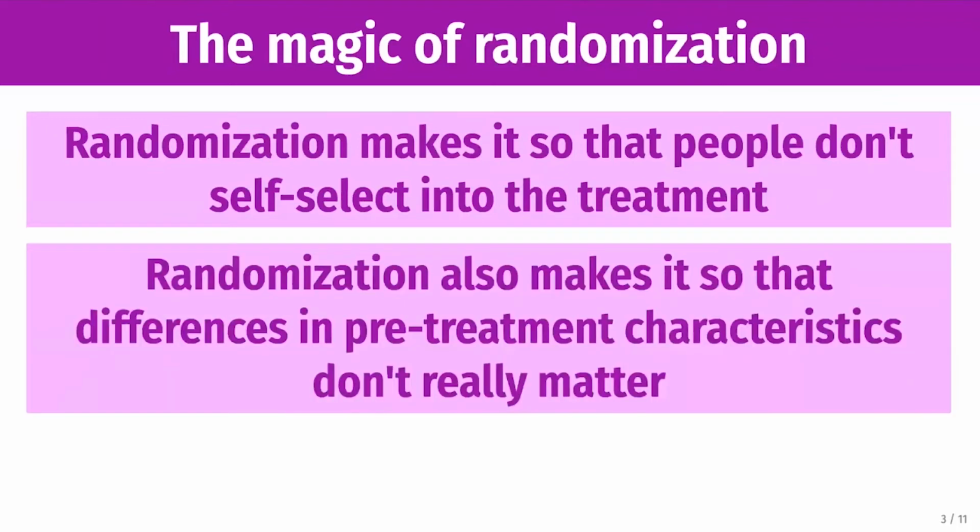It also makes it so that differences in pre-treatment characteristics don't really matter. So if you have a treatment group with some old people in it and some young people and some middle-aged people, your treatment is going to have different effects on them. But you're also going to have a control group with some old people and some young people and some middle-aged people. And so any differences between those groups get wiped out, and they're roughly about the same. Even if they're not quite the same, on average, they're going to be about the same because of randomization.